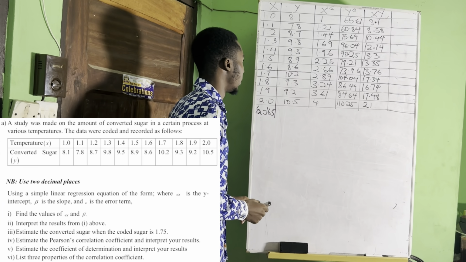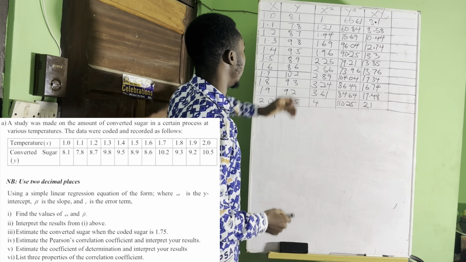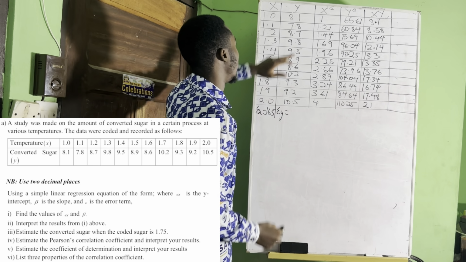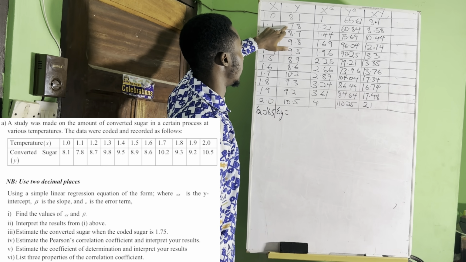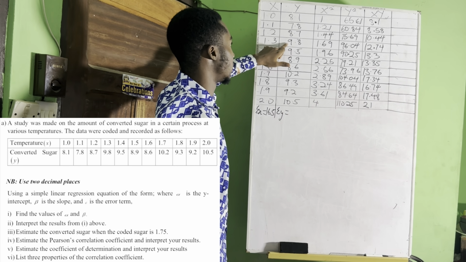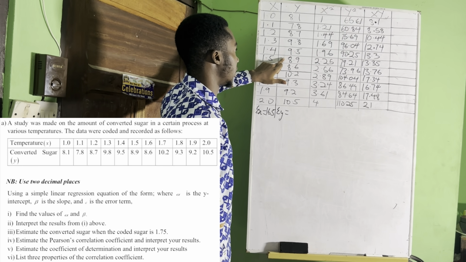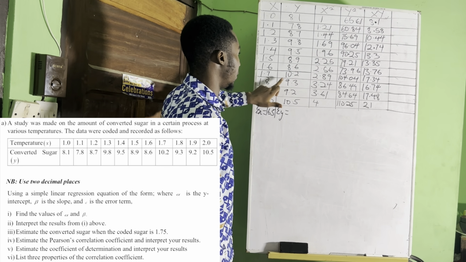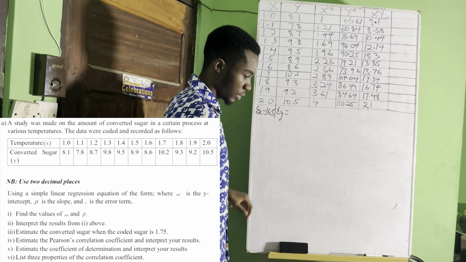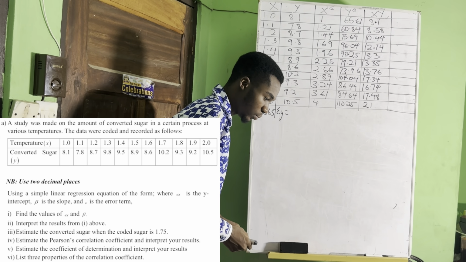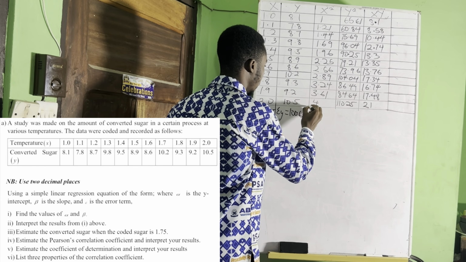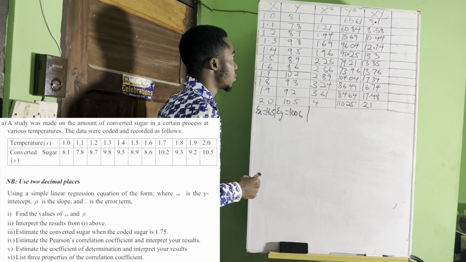Now let's go to sigma y, which is when we add all the y values. So sigma y is equal to 8.1 plus 7.8 plus 8.7 plus 9.8 plus 9.5 plus 8.9 plus 8.6 plus 10.2 plus 9.3 plus 9.2 plus 10.5, which should give us 100.6.